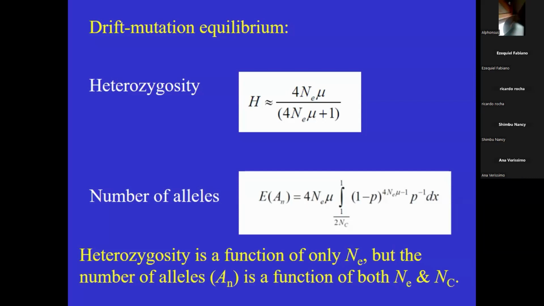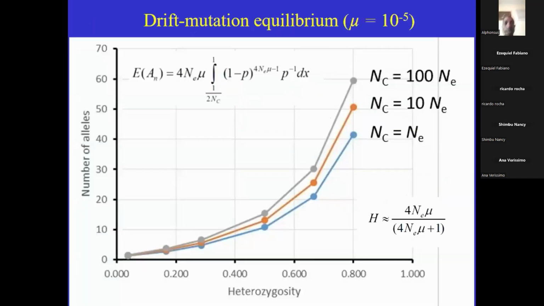However, the number of alleles is much more complicated. So we have NE, which is the effective size. We have NC, which is the census size, the number of adults in the population. And at equilibrium, the number of alleles, unlike heterozygosity, is a function both of NE and census size. So this is much more complicated, and it takes into account both the number of individuals and the NE. And that's one of the take-home messages from my talk, that NE doesn't tell us everything. And if we want to think about the number of alleles in a population, census size is also important.